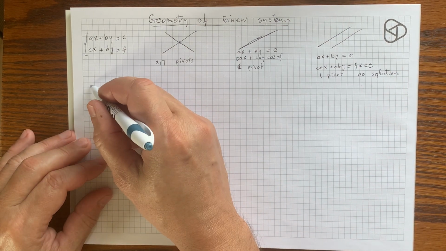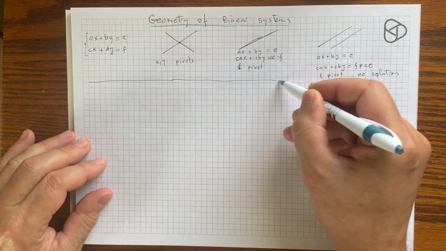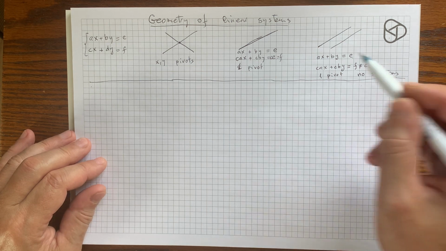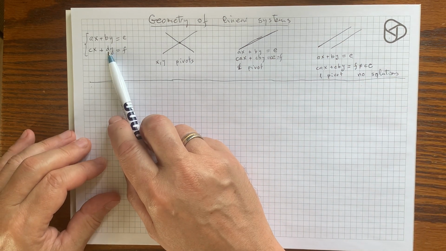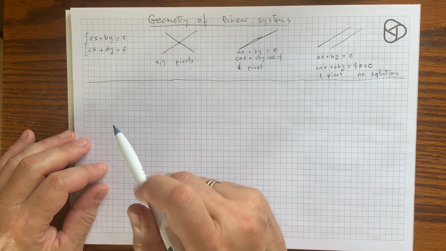And that is all that can happen with two equations if we disregard the totally degenerate case where all equations are zeros.